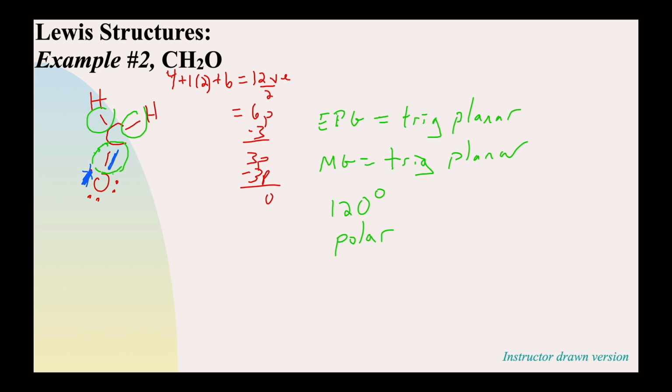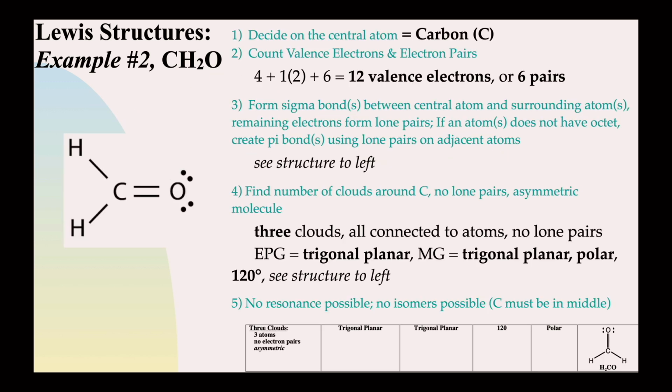Just remember in VSEPR, a double bond counts as 1 cloud, just like a triple bond counts as 1 cloud. So this is my cheesy instructor-drawn version. Let's look at the computer-generated version now. And here's what I have. So here's the Lewis structure for COH2. And you can see, once again, there's a carbon-oxygen double bond.